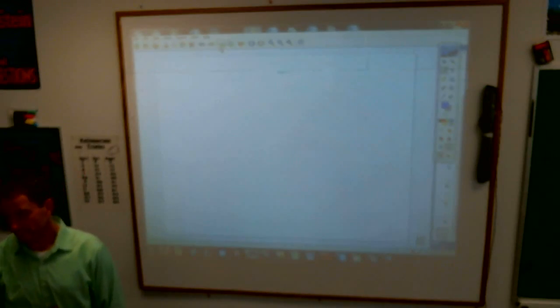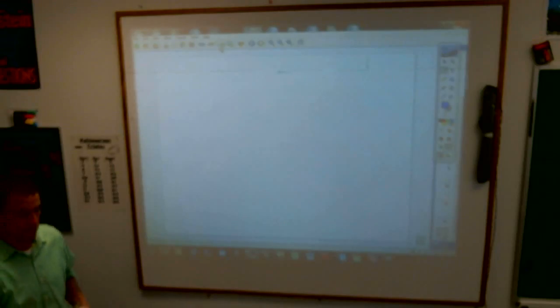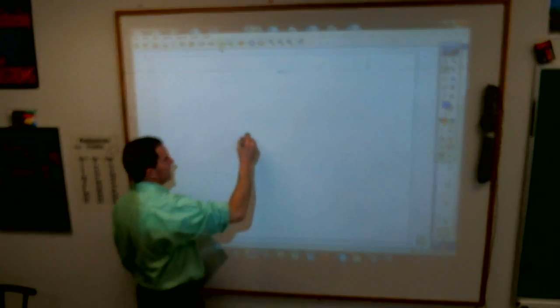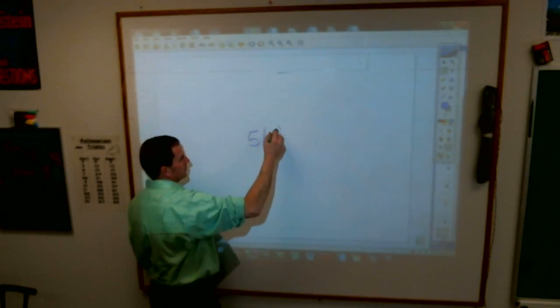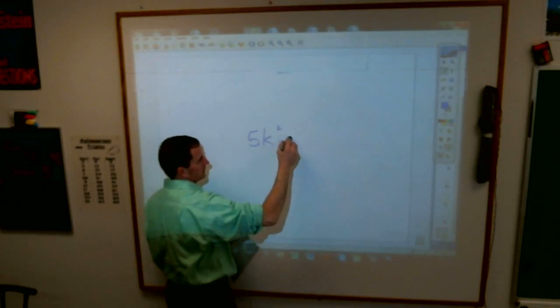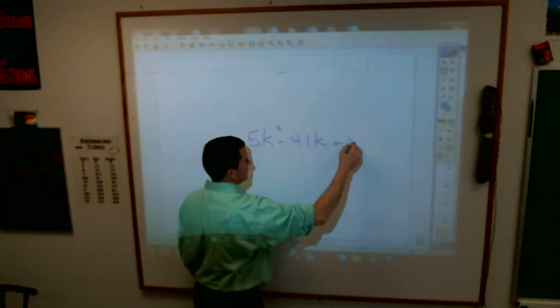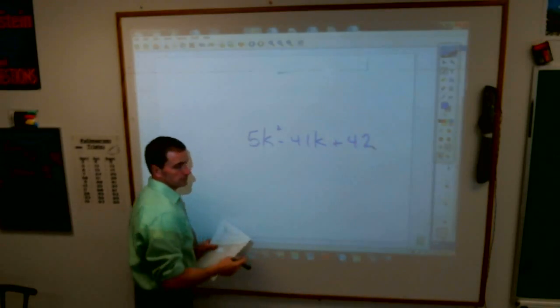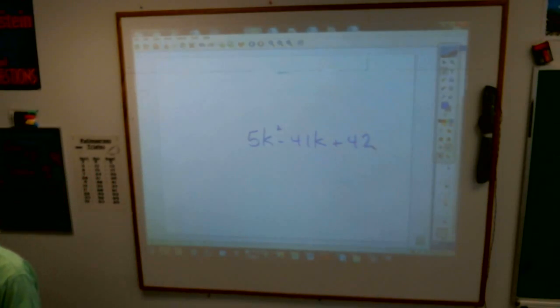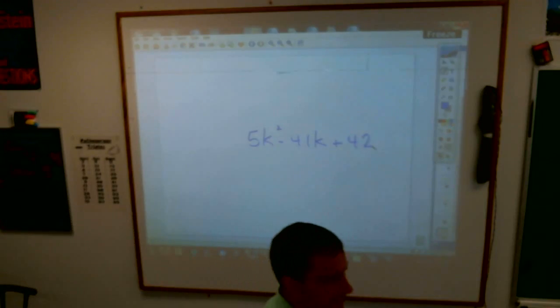I'm going to let you try one. This is all you. Number 4: 5k squared minus 41k plus 42. Somebody tell me you can do that one. So I can do that one. It just takes a little thought.